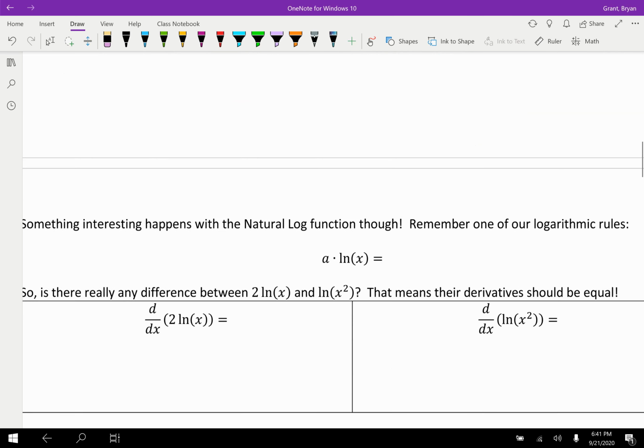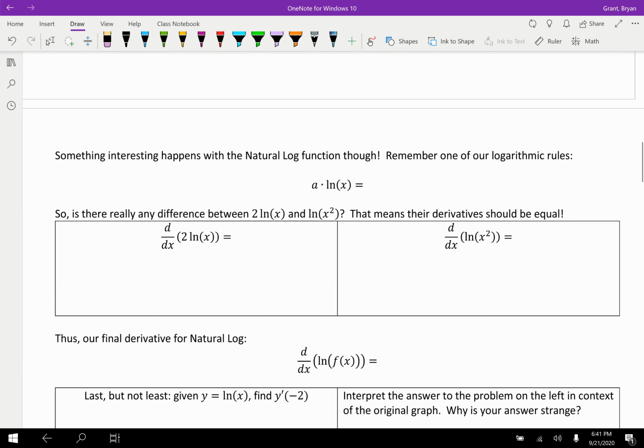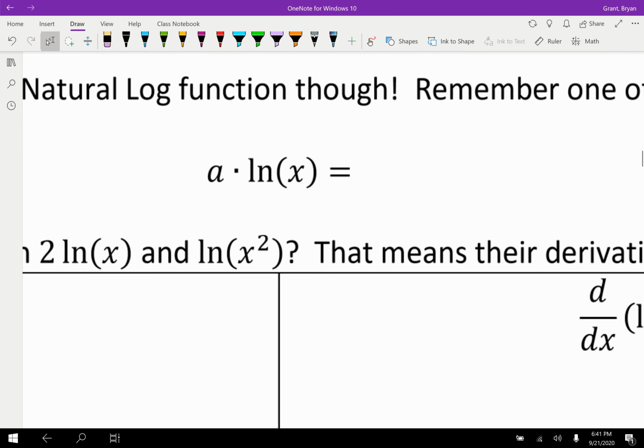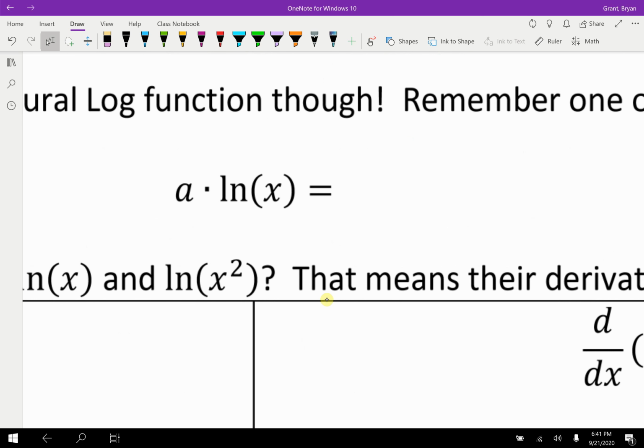Now, is there more? Well, there's a little bit more. You need to remember a few properties of logs. In particular, if you have a constant a multiplying any log, I use natural log in this case, don't forget that we can rewrite that as the natural log of x to the a power. In fact, this is why we first introduced logs. It helped us solve exponential equations.